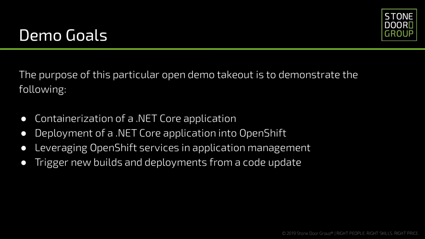Okay, so the goals for the demo here will be to containerize a .NET Core application. And we're going to deploy that .NET Core application into OpenShift. And we're going to leverage some of the OpenShift services and application management. So we'll see how to scale it up, scale it down, some basic stuff, nothing out of this world. And then we're going to show you how to trigger a new build and deployment from a code update.